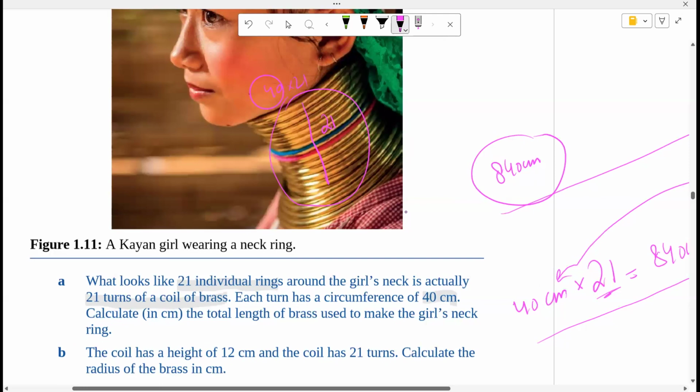अभी तो वो टर्न में है ना, कॉइल शेप में है. उसने कहा कि व्हाट इफ आई ओपन इट अप तो उसकी टोटल लेंथ कितना बनेगा. सो इन ऑर्डर टू कैलकुलेट दैट मैंने ईच सर्कमफ्रेंस को मल्टीप्लाई कर दिया आपस में. 40 times 21 gives the length of 840 centimeter. This would be the total length of it.